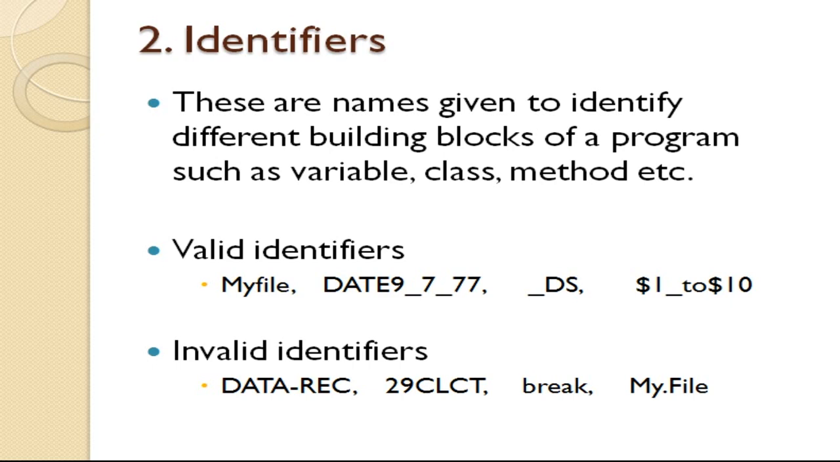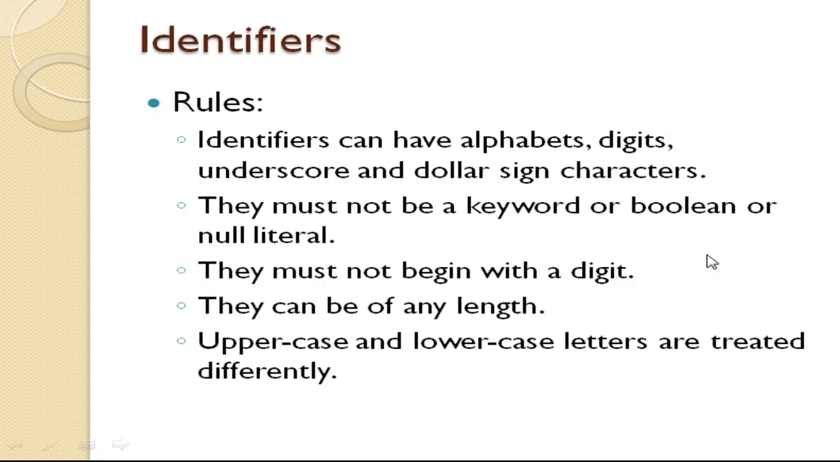Now the invalid identifiers. You can see a hyphen symbol in the first one, data-rec, so it is invalid. In 29, a number is used before the identifier, so it cannot be a valid one. Break is a keyword, so you cannot use it as a valid identifier. And the next one is my.file. You can see a period, that is a dot, which is a special character that cannot be used in an identifier, so it is invalid. There are some rules you have to follow.